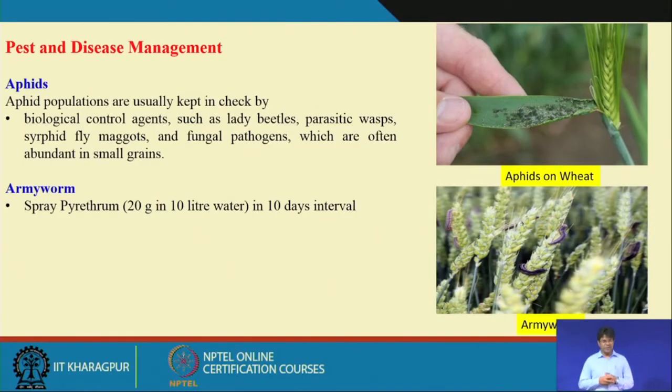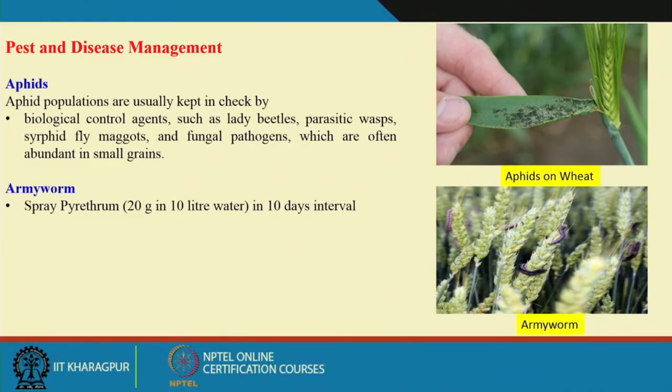See the pests and diseases. Usually the aphids you can control with biological control agents such as lady beetles and parasitic wasps, and the syrphid fly maggots, fungal agents which are often abundant in small grains. So, you can have the biological control agents. Also, you can use the Trichogramma species that can be released in the field, so that they can control many pests and diseases.